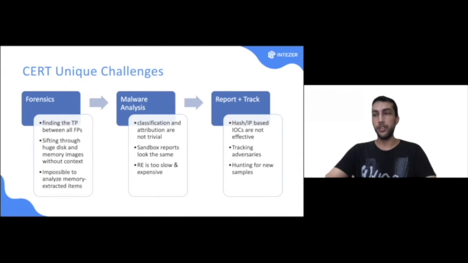And even in the final step, when you already understand what is going on with this file, and you want to write the report and do the tracking for this specific threat, group, malware type, and so on, doing it based on hash is not effective. This is very easy for the attackers to change, changing the hash or the IP or a specific string. You don't want to base your IOCs on that. And of course, if you want to hunt for new samples or track the adversaries, you need to find a more sophisticated way to do that than just relying on hash or IP.